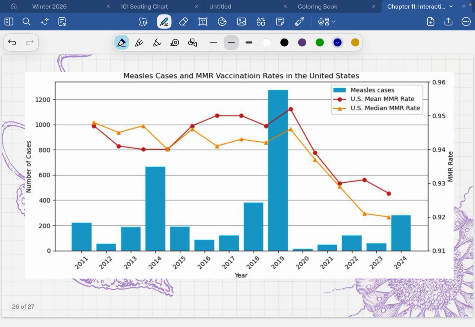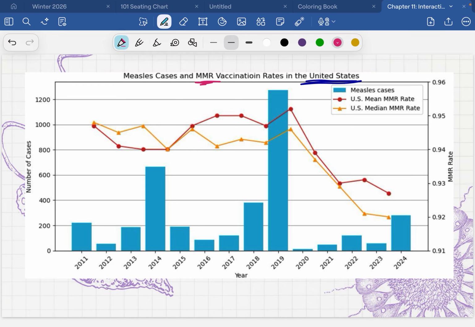So this is a chart that shows measles cases and MMR vaccination rates in the United States. So these numbers are only in the US, so just keep that in mind. And MMR stands for measles, mumps, rubella. So the MMR vaccine is protection against 3 different diseases: measles, mumps, and rubella. Measles being one of them. We're only going to talk about measles. So there's a lot going on in this chart.